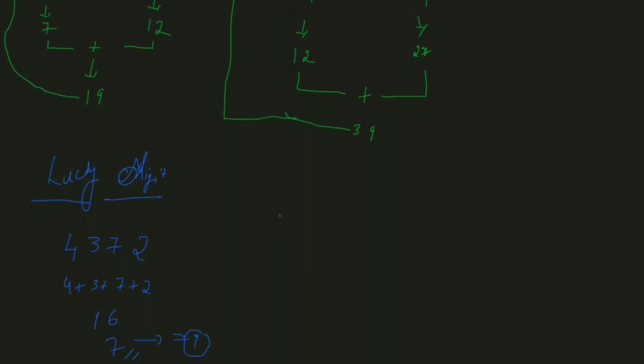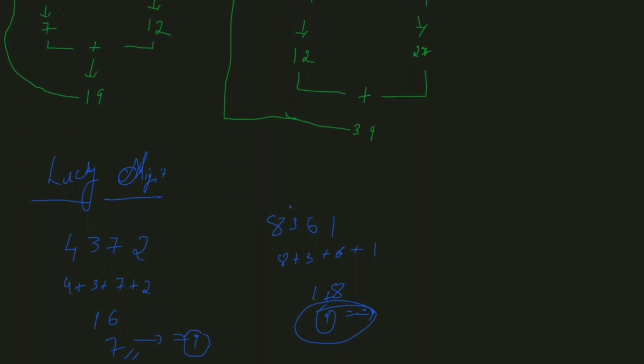For example, let's take a number like 8, 3, 6, 1. Let's add it: 8 plus 3 plus 6 plus 1, right? 8 plus 3 is 11. 11 plus 6 is 17. 17 plus 1 is 18. Then 1 plus 8 is what, guys? 9, right? So if it is 9, then it is a lucky number.